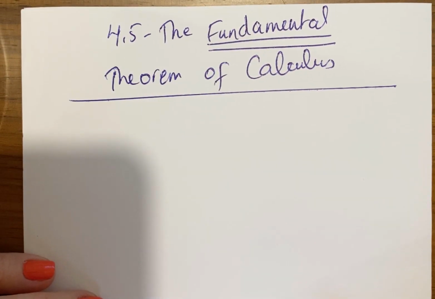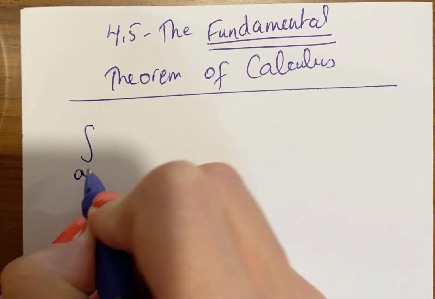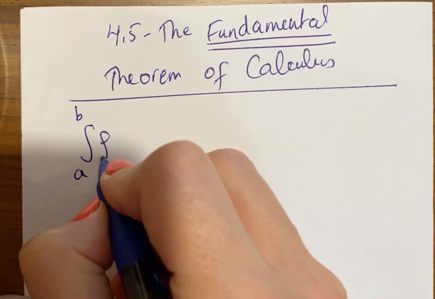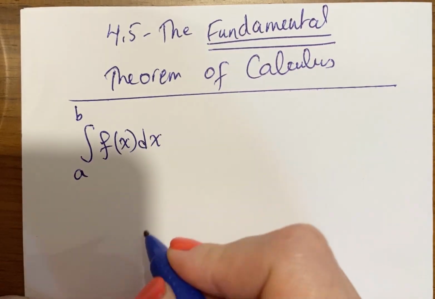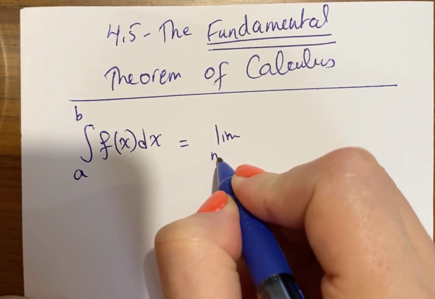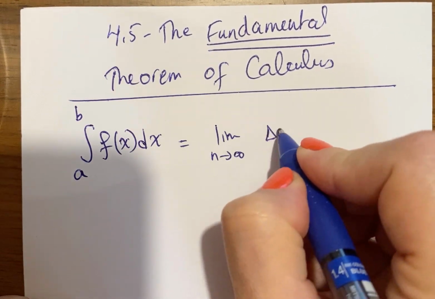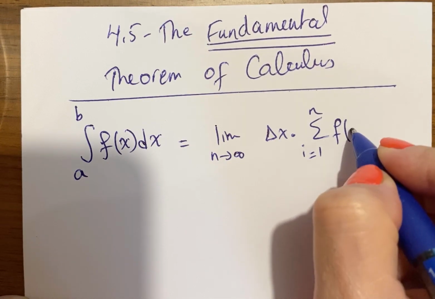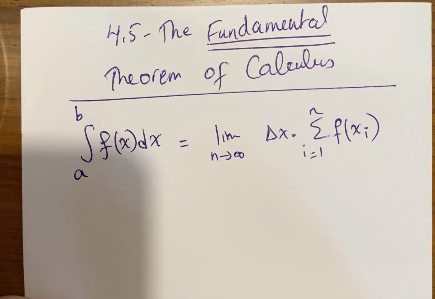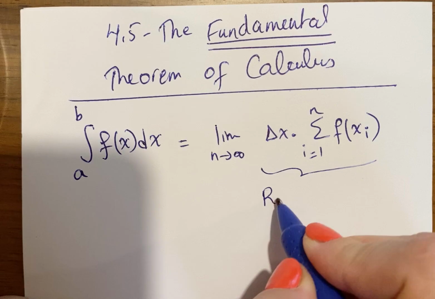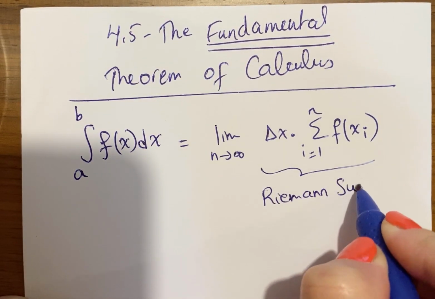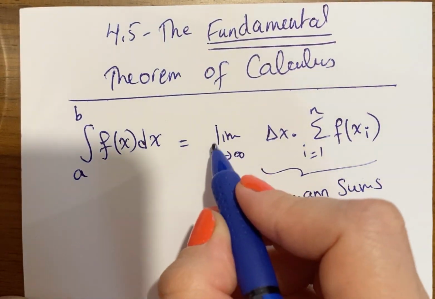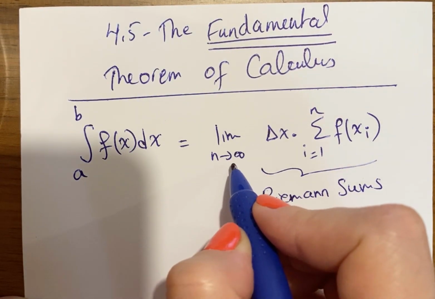Let me remind you a little bit what we've done in section 4.3 and 4.4, at least section 4.4. In section 4.4, we defined the definite integral from a to b of f of x dx to be the limit as n approaches infinity of delta x multiplied by the summation from i equals 1 to n of f of x i. Those we call Riemann sums, and we take the limit of the Riemann sums as n approaches infinity.